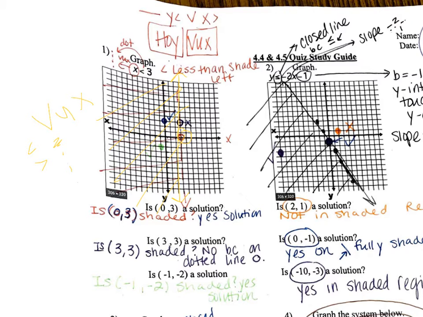So is 0, 3 a solution? 0, 3 is this blue dot, and yes, it's a solution, it's in the shaded region. Is 3, 3 a shaded or solution? No, it's on the line. Now things on the line, if it's dotted, they're not included. If it's a closed line, they're included. Is -1, -2 a solution? That's this green dot. Yes, it's in the shaded region.